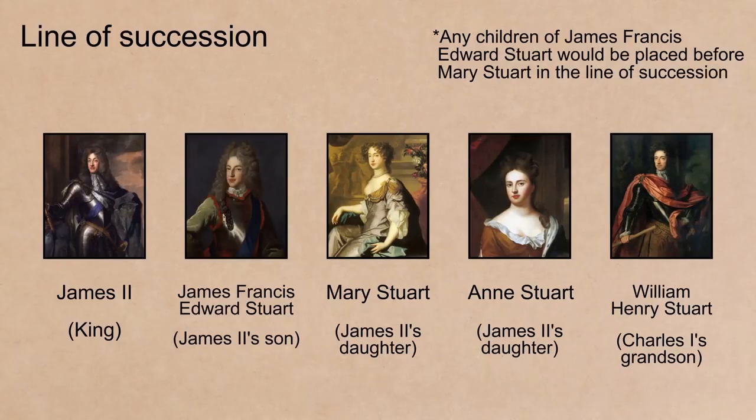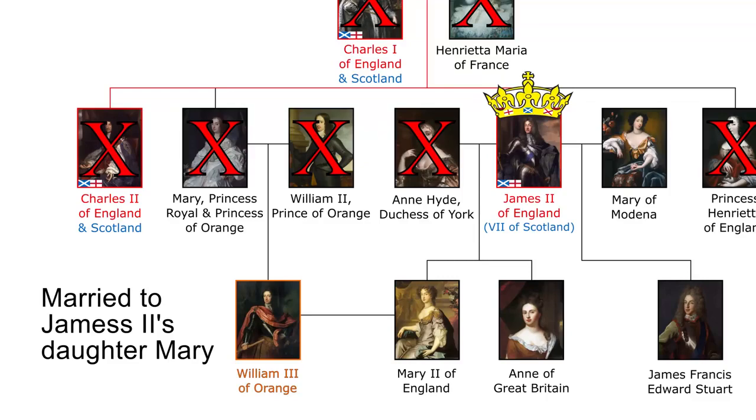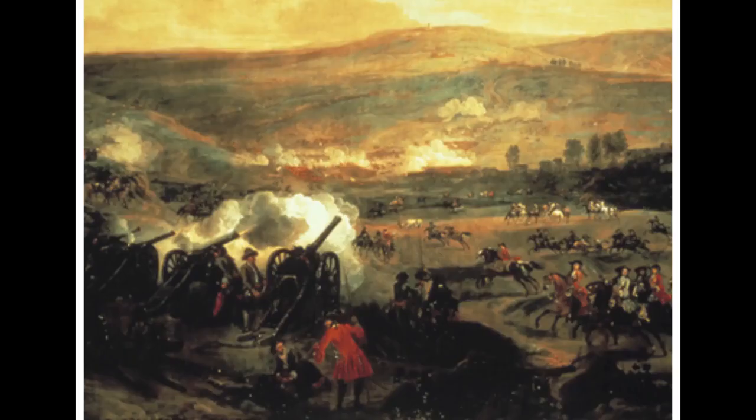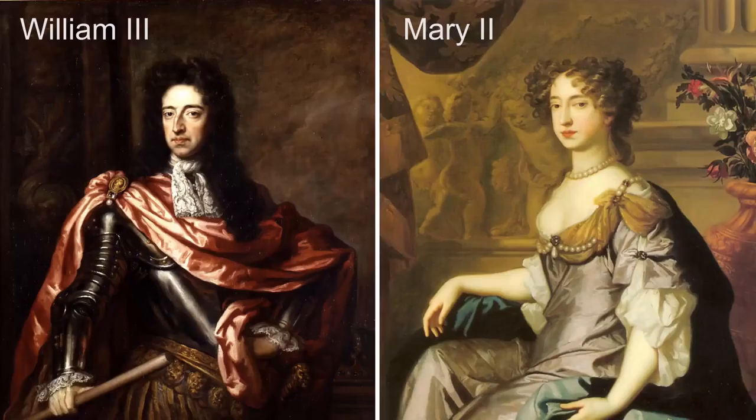The birth of the King's son sparked what became known as the Glorious Revolution, in which the two major political parties invited William of Orange to invade England and take the throne. William of Orange successfully defeated his father-in-law, who also happened to be his uncle since William and Mary were first cousins, and they took the throne together as William III and Mary II, King and Queen of England.